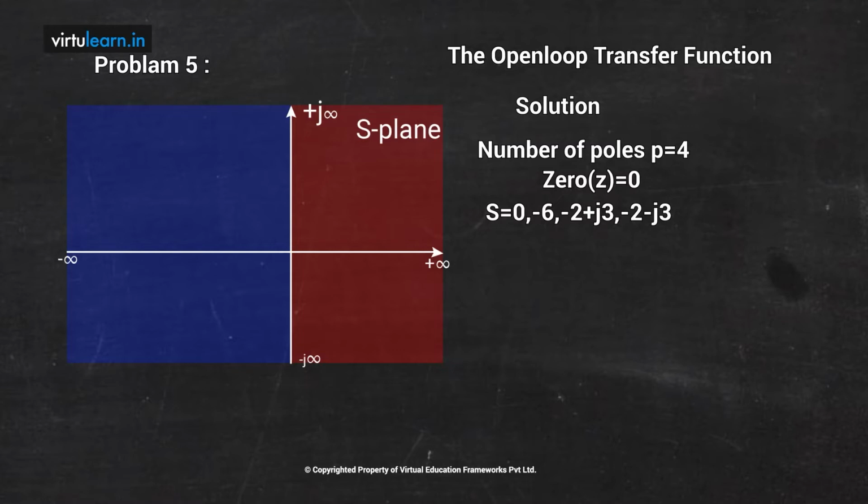Now in this s plane you locate the 4 poles. One pole at origin, one pole at -6, and one pole at -2 + j3, the other one is -2 - j3.